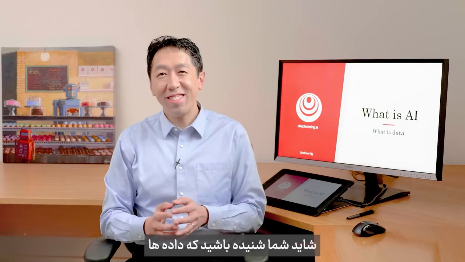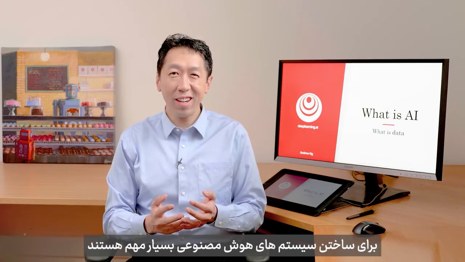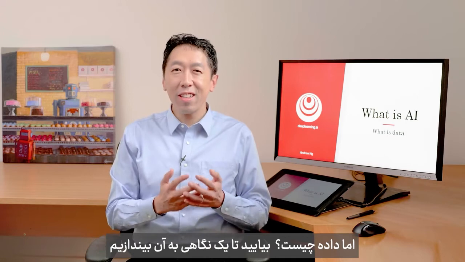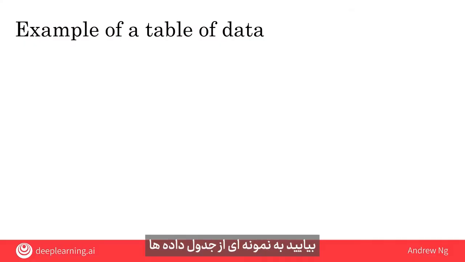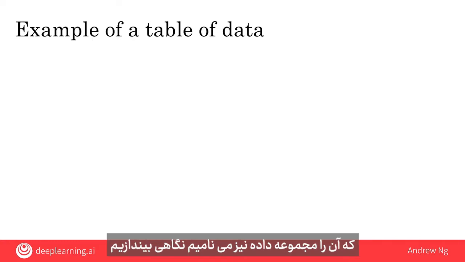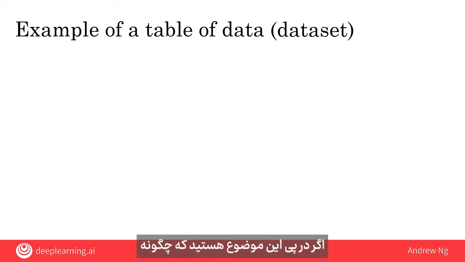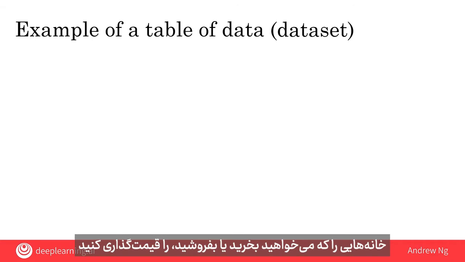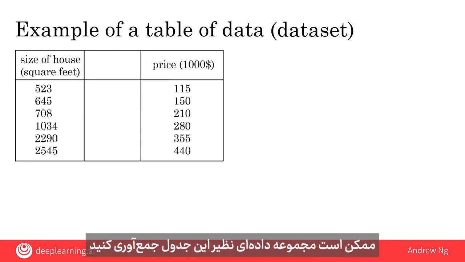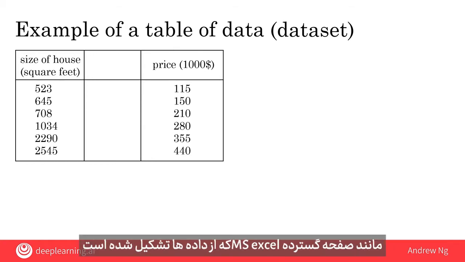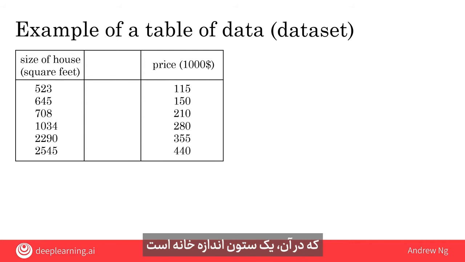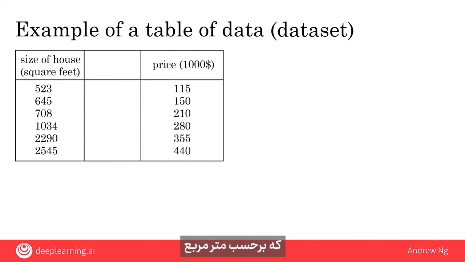You may have heard that data is really important for building AI systems, but what is data really? Let's take a look. Let's look at an example of a table of data, which we also call a data set. If you're trying to figure out how to price houses that you're trying to buy or sell, you might collect a data set like this, and this can be just a spreadsheet, like an Excel spreadsheet of data, where one column is the size of the house, say in square feet or square meters, and the second column is the price of the house.